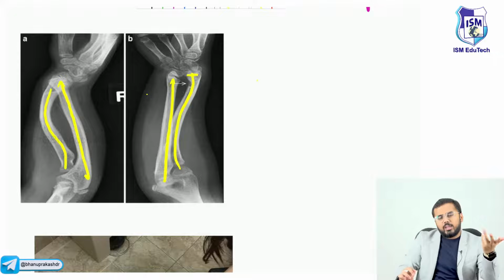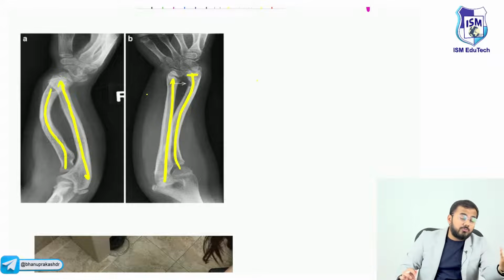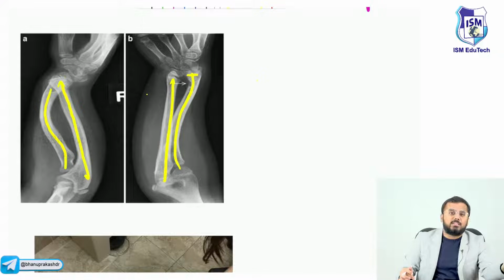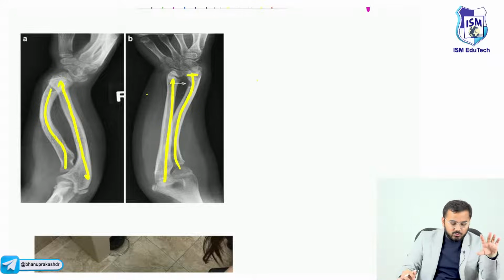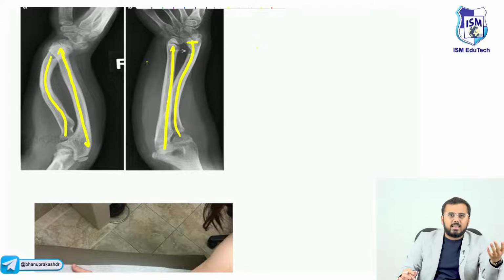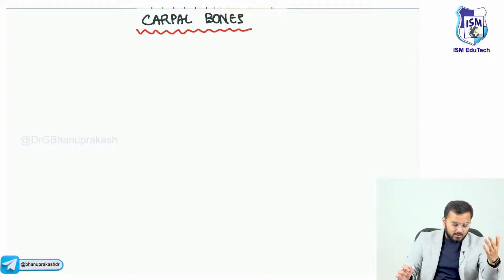Sir, are fractures done? No, there are much more fractures, like Galeazzi fracture, Monteggia fracture and all. Those you will study in depth in orthopedics, but I just wanted to tell you how to name a fracture. That was my intention, as this is just an introductory class. So this will be more than enough for you.